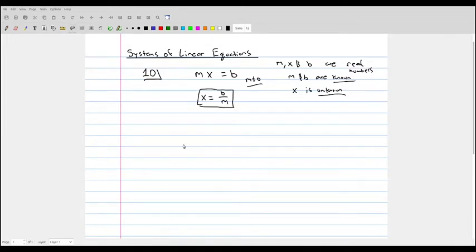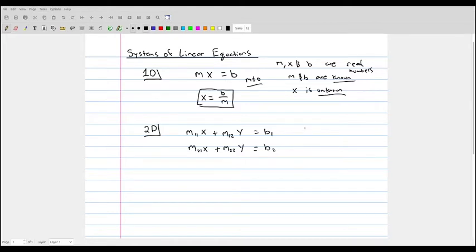However, there are two equations and two unknowns. So a general linear system of equations in 2D is a system of the form m11 times x plus m12 times y is equal to b1, and m21 times x plus m22 times y is equal to b2.